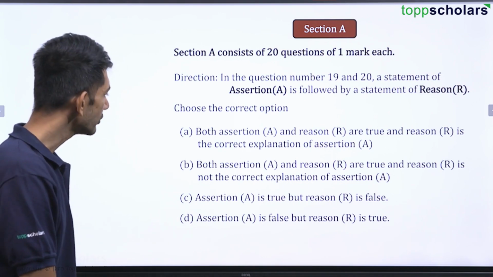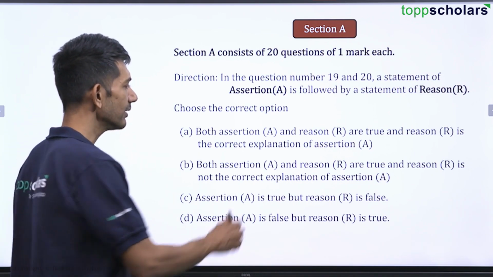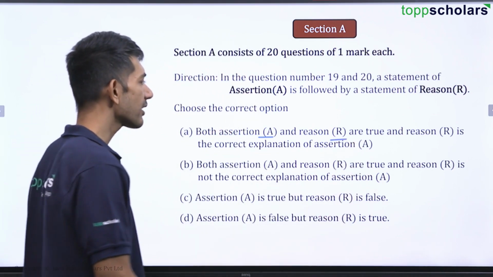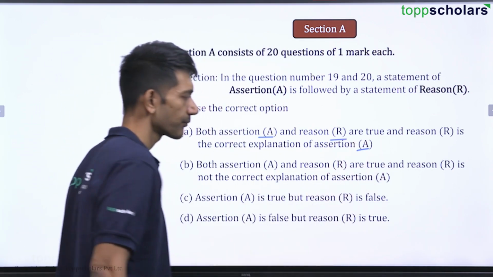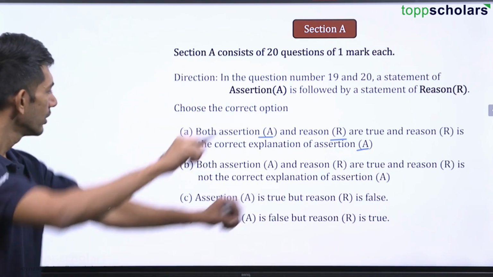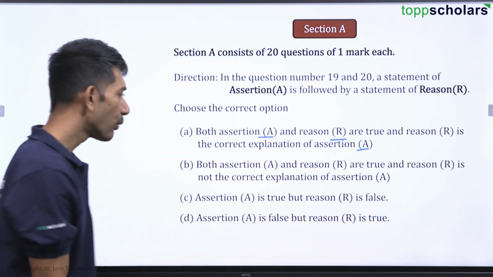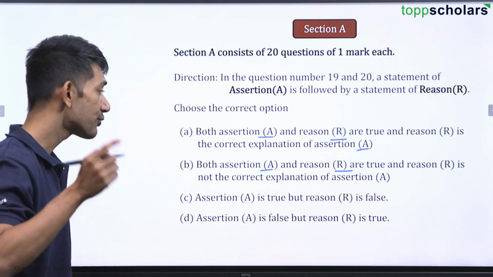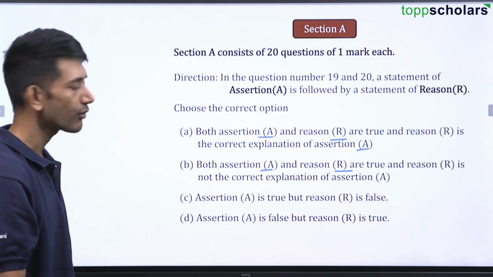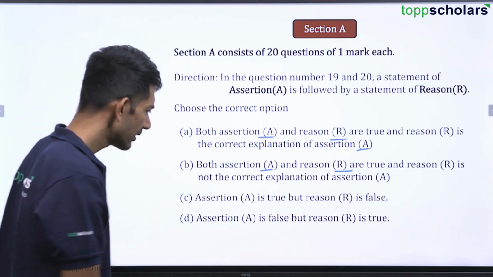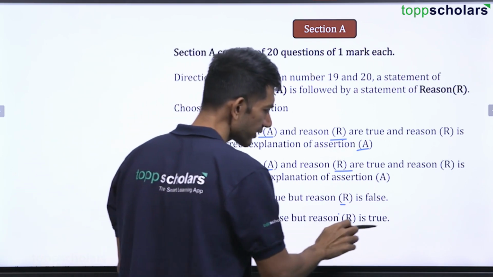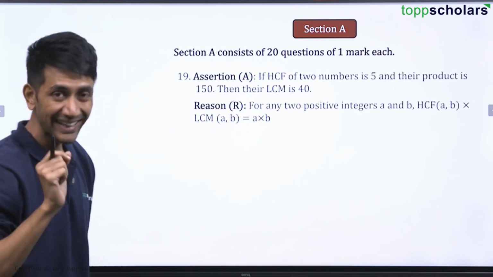The first option is both assertion and reason are true, and reason is the correct explanation of assertion. That is option A. What is option B? Both assertion and reason are true, and reason is not the correct explanation of assertion. Third is assertion is true, reason is false. Fourth is assertion is false, reason is true. Okay. Let us see the assertion now.